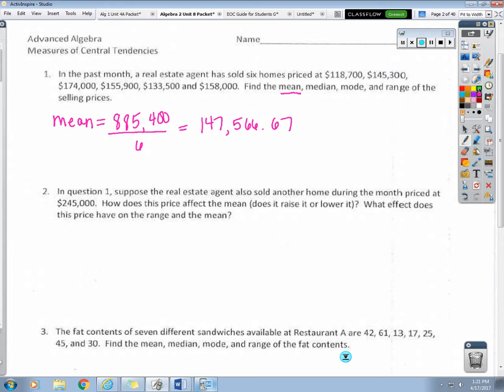Now the next thing they want us to do is find the median. How do you find median? Okay, so does that mean that 174,000 and 155,900 are the median? Correct. Before finding median, they have to be listed in order from least to greatest. So what was the lowest selling home?